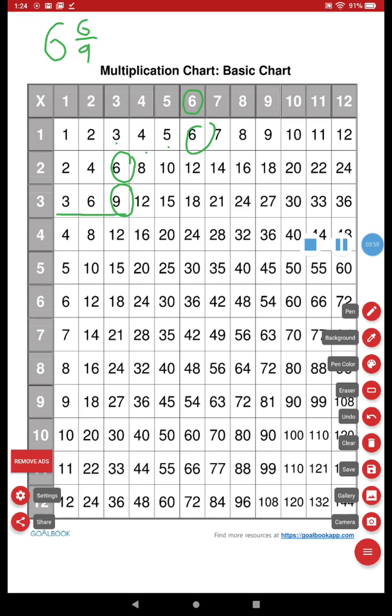Circle it. 6/9 gets simplified to be 2/3. Remember, you can prove that with math by saying 6 divided by 3 equals 2, 9 divided by 3 equals 3. 6 and 6/9. 6 stays the same because that's a whole number. 6/9 gets simplified to be 2/3. So my final answer is going to be 6 and 2/3. All right, put that into practice today. Actually, let's do one more example before I let you go.